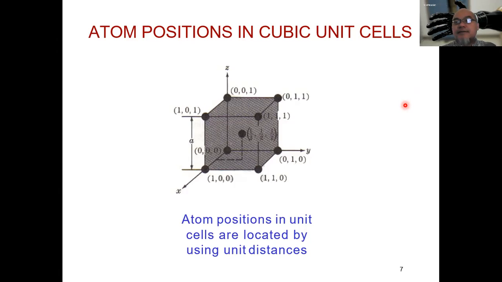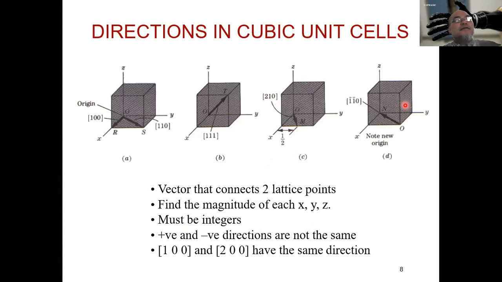Then we have also learned how to express direction within a unit cubic cell. And how the vector that connects lattice points can be expressed also in numbers and located within brackets. Positive and negative directions are not the same, and they have to be integers. That is why we have to round the numbers within that bracket so that they are represented as integers.